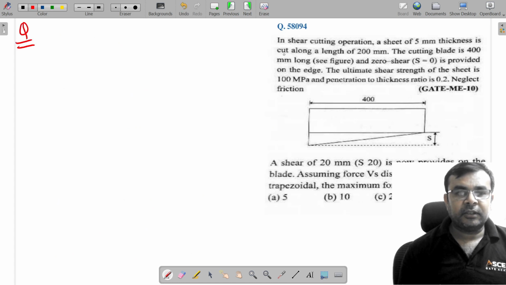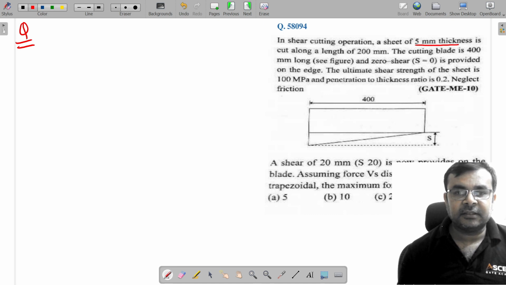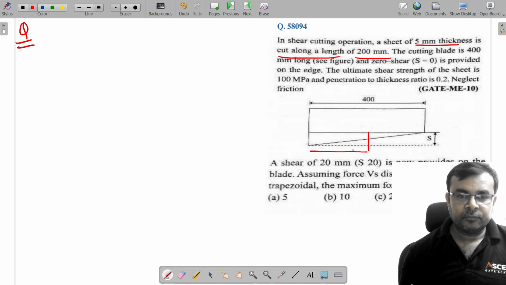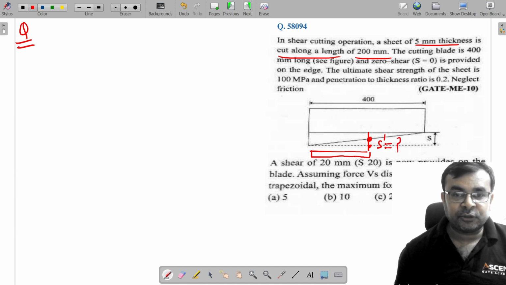Okay, so next question you can see, in a shear cutting operation, a sheet of 5 mm thickness is to be cut along the length of 200 mm. So the total length of the cut is 400, but we need to cut only up to this length. So if you need to cut this length, obviously you need this, let's say this is shear prime. So first we need to calculate how much shear is actually required.